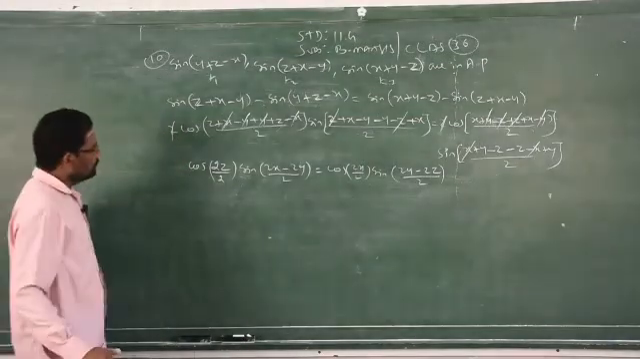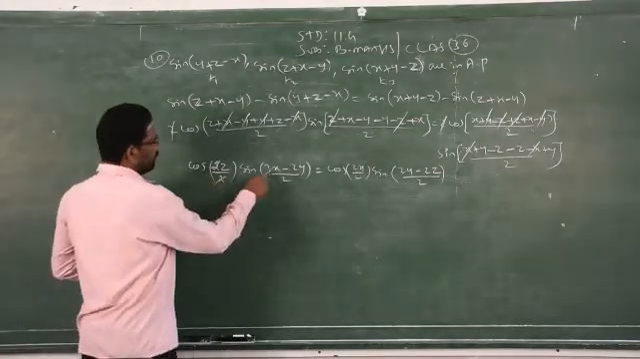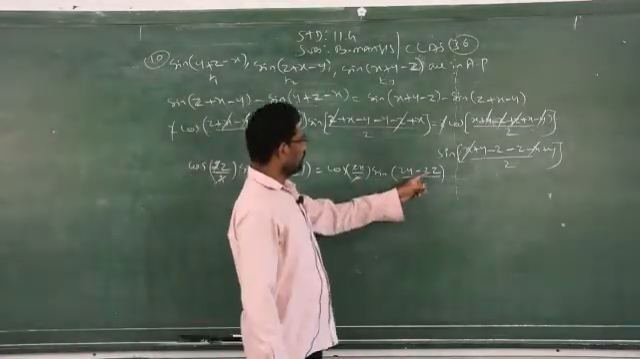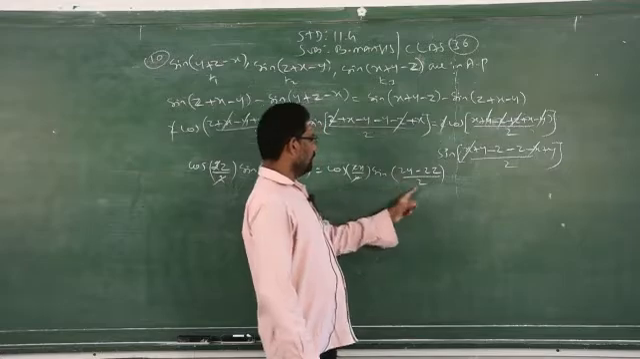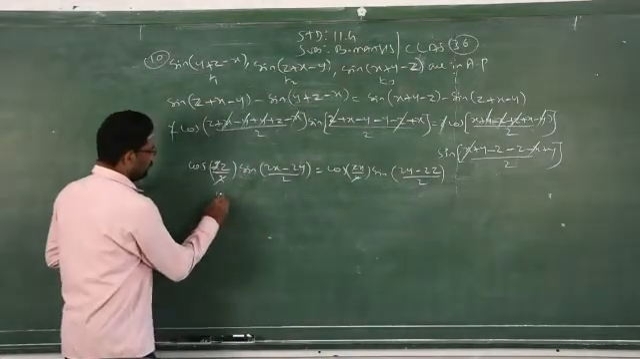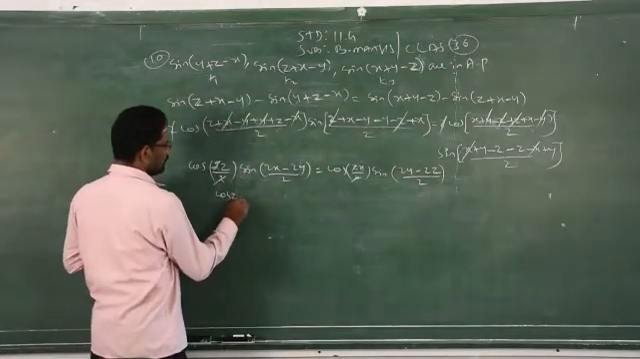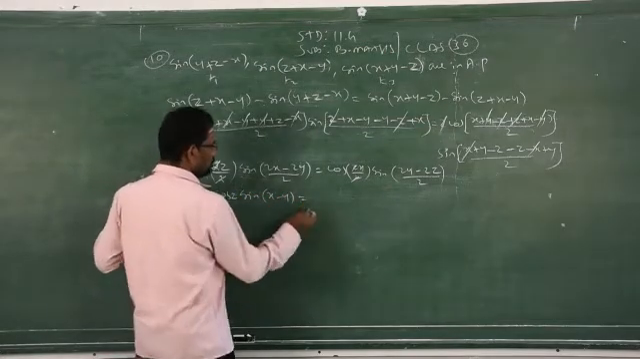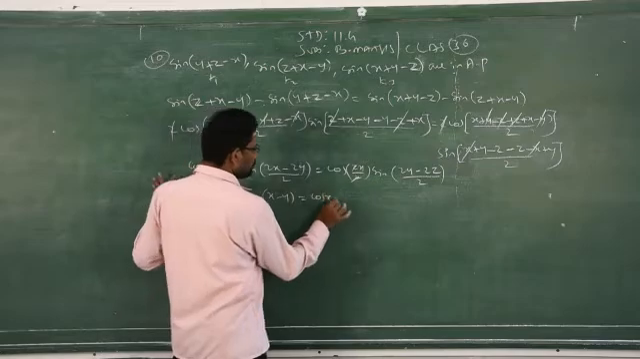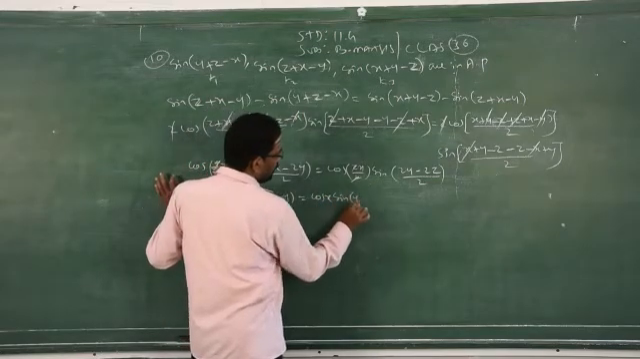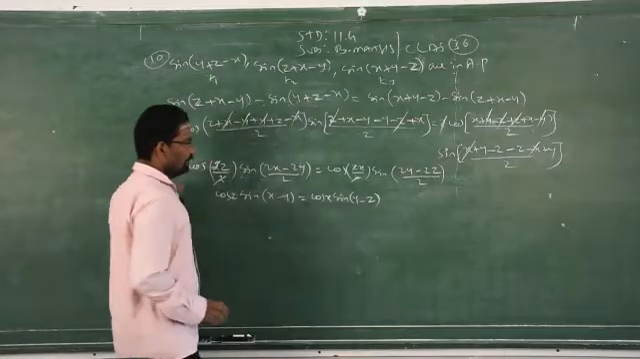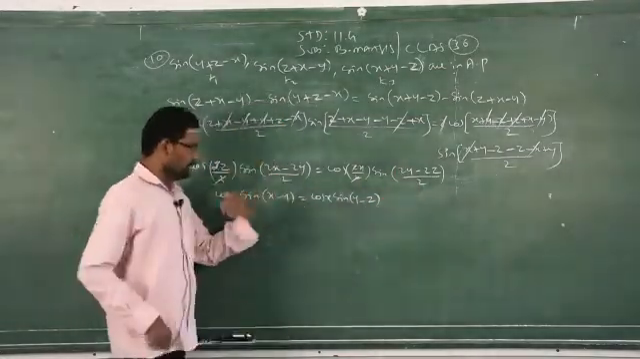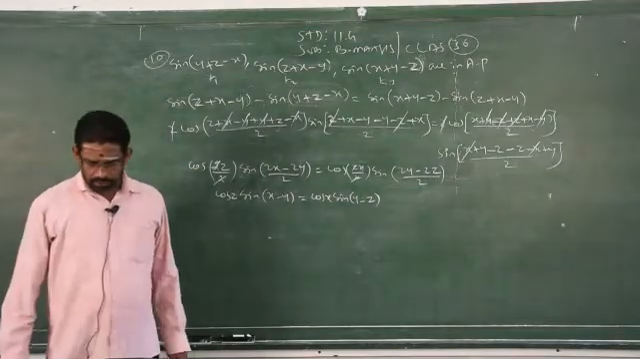Then you have to take 2, get cancelled. When you take 2, also 2 will be eliminated. Again if you take 2 as the common factor, then these 2 will be eliminated. So what is the remainder? You will get finally cos z sin (x minus y) is equal to cos x sin (y minus z). Because when you take 2 outside, the denominator 2 and this 2 will get eliminated here also. So you will get finally this format.